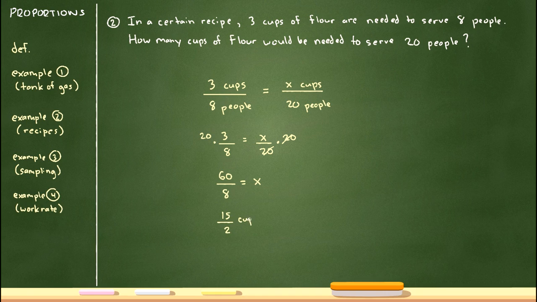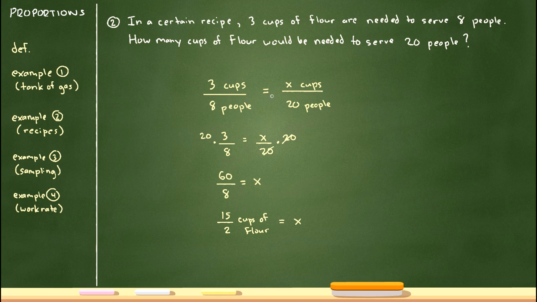And this is cups of flour. Or we could say 7.5, but we'll just leave it 15 over 2 is equal to x. So 15 over 2, 7.5 cups of flour. And that's exactly 2.5 times 3, right? Because to serve 8 people, we needed 3 cups, but we're serving 20, so that's 2.5 times 8. So 2.5 times 3, we get 7.5 or 15 over 2.